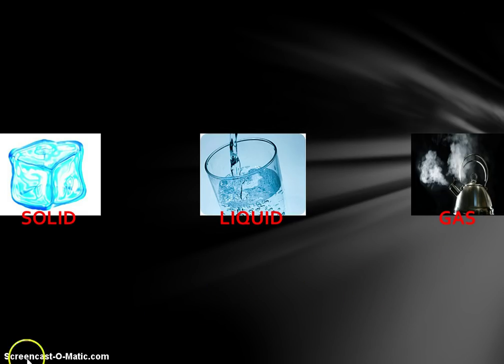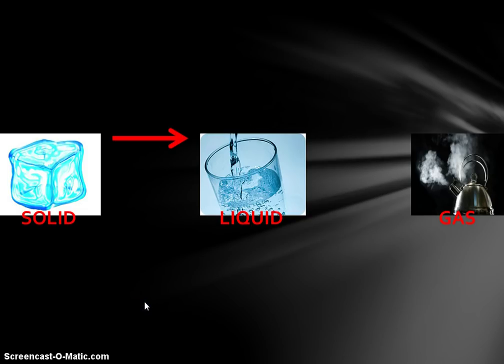Now, switching from one state to another is going to require a change in energy. Either you're going to increase the amount of energy the particles have, meaning you're going to heat them up, or you're going to decrease the amount of energy that the particles have. You're going to cool them down. So in order to go from a solid to a liquid, are we going to add heat energy or take it away? Hopefully you said we're going to add.